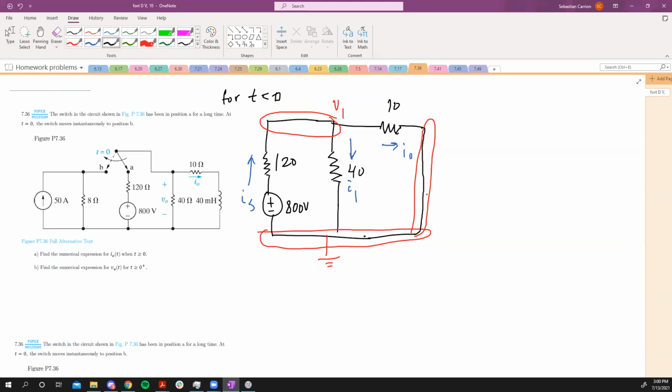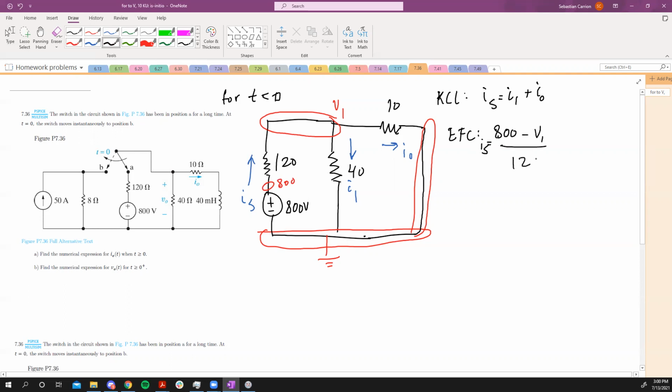Okay, then we can go ahead and do our KCL. IS equals I1 plus I naught. Equations for components: 800, 1 over 120. I1 equals V1 over 40, and I naught is equal to V1 over 10.